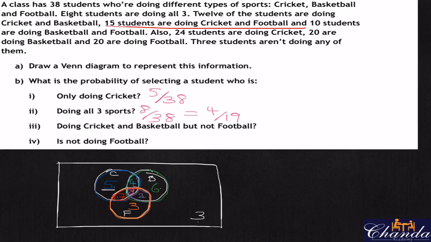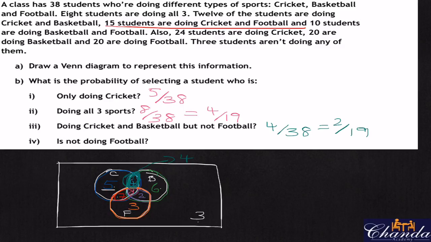Doing cricket and basketball, but not football. Okay, so that part's important. They're doing cricket and basketball, but not football. So the part that we need to look at, let me use this blue here, is this particular section there, which has a 4 in there, which is purely the cricket and basketball intersection. It does not have anything to do with football. So 4 out of 38, which is simply 2 out of 19, are doing cricket and basketball, but not football.